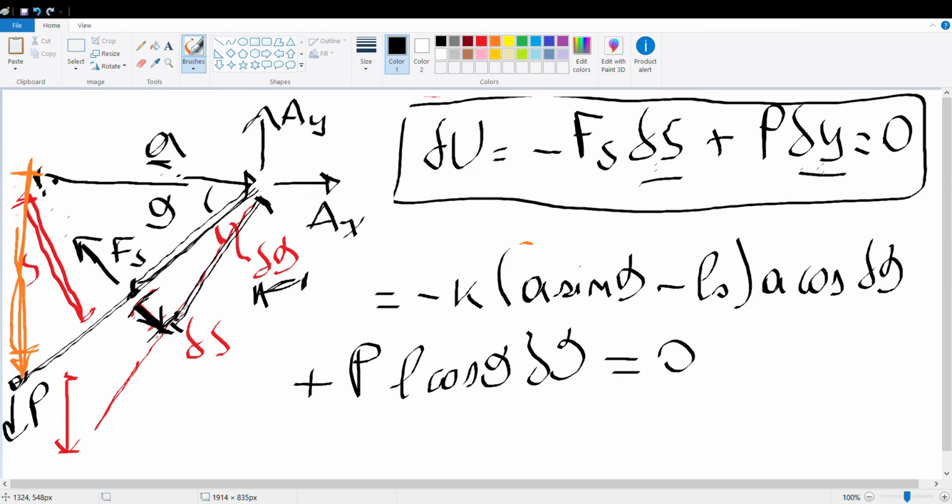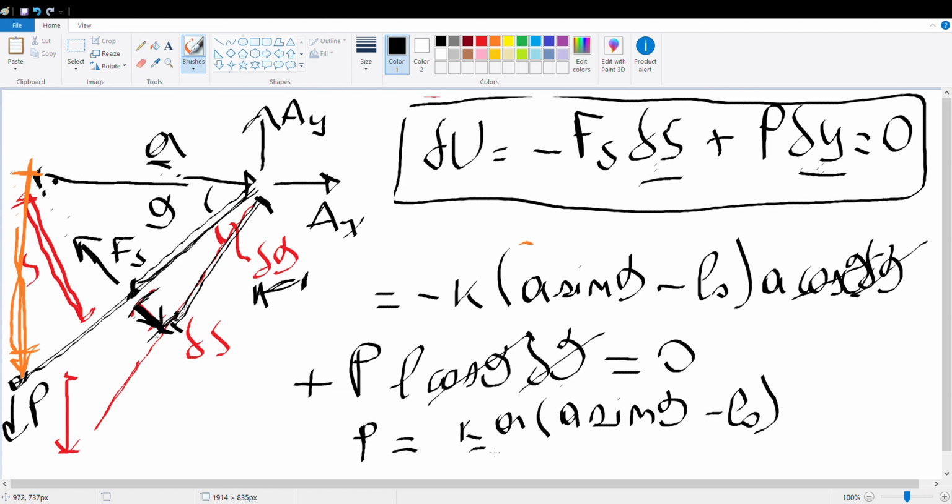So I can simplify delta theta everywhere. I can actually also simplify cos theta everywhere. Sorry, there was a theta there. And I end up with an equation to find P, which is P equals k a times (a sine theta minus L0) divided by L. So in this way I solved the problem.